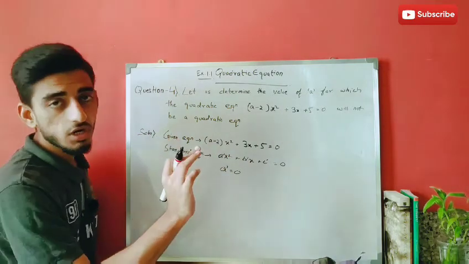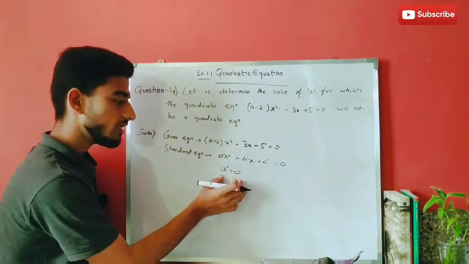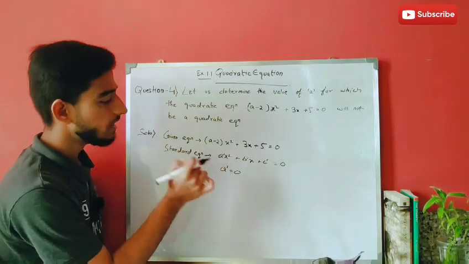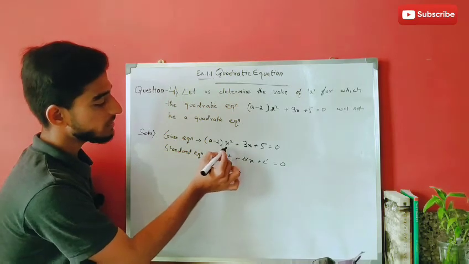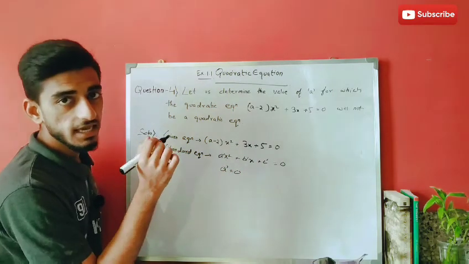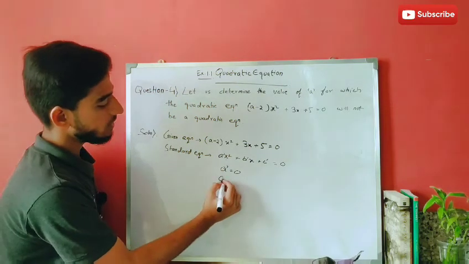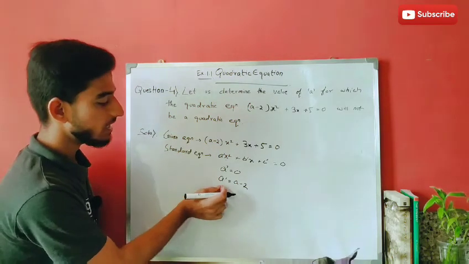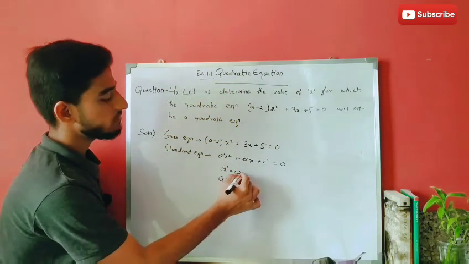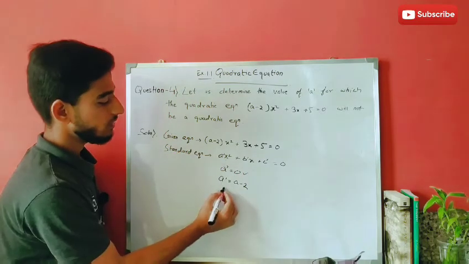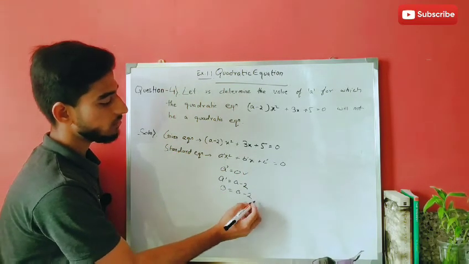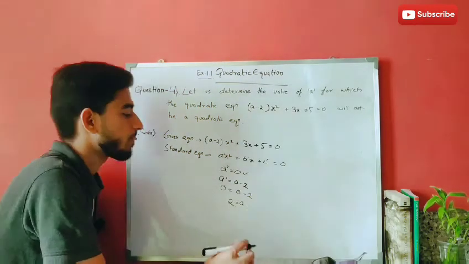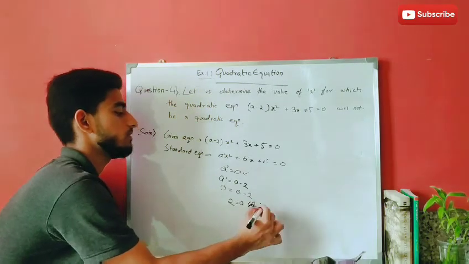So they have told us not a quadratic equation, so we will take this thing only: a dash should be equal to 0. Now here a dash is a minus 2, because it is multiplied with x square, and anything multiplied with x square is a, so our a dash is this thing. So a dash is equal to a minus 2. From the standard form we have taken out that a dash is equal to a minus 2, so 0 is equal to a minus 2, a is equal to 2. So this is our answer.